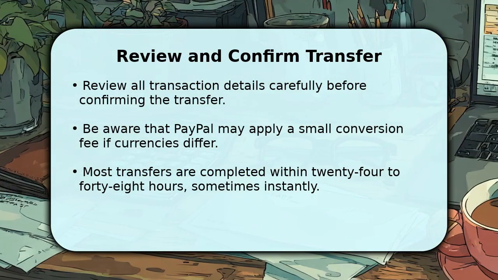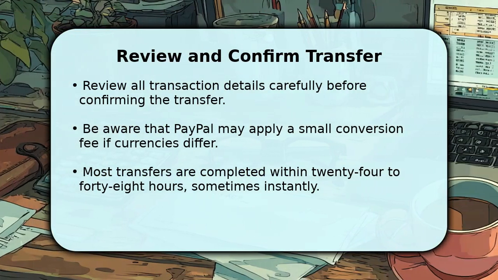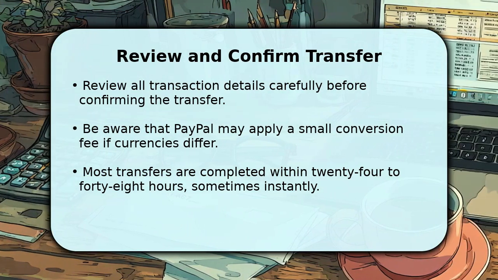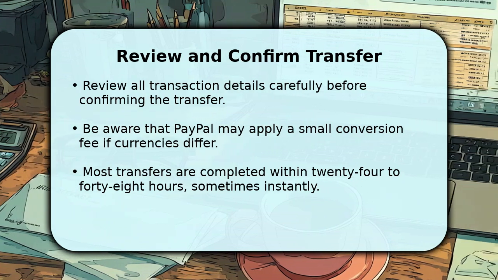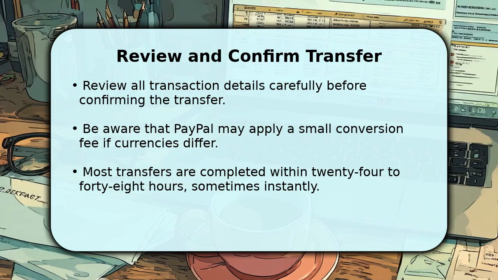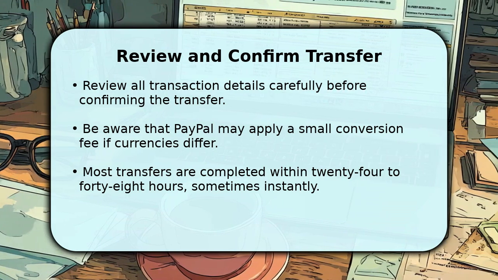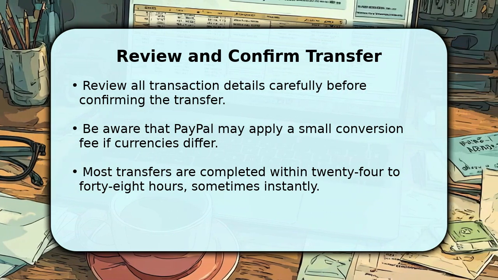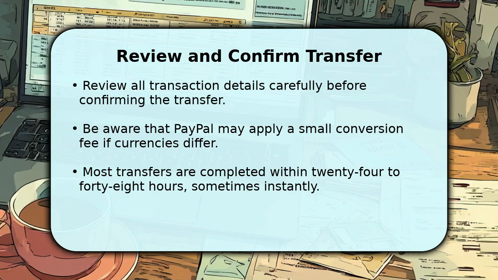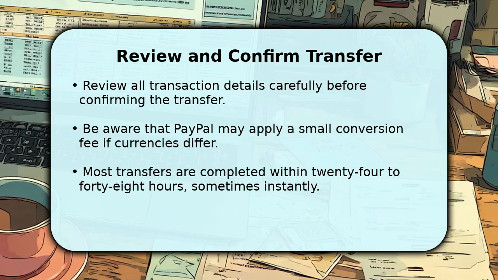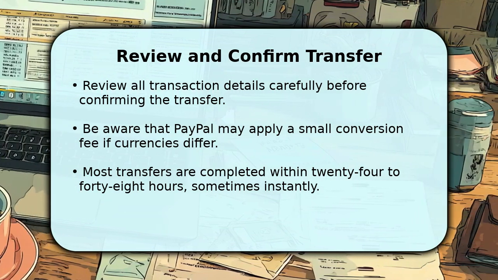Before finalizing your transfer, carefully review all the details displayed on your screen. Confirm the amount, the sender, and the recipient information to prevent any errors. Be aware that PayPal might apply a conversion fee, typically around 2.5%, if you are transferring funds between different currencies. Most transfers process within 24 to 48 hours, with many completing instantly.